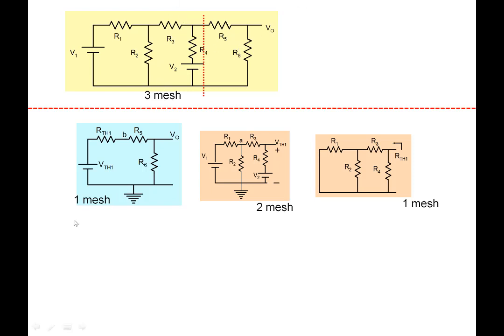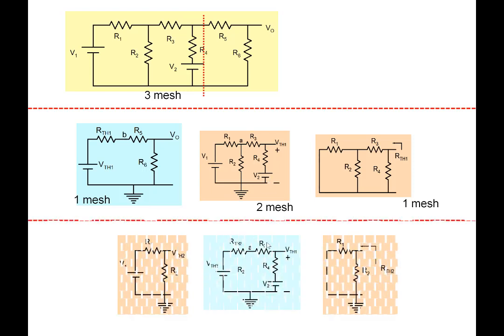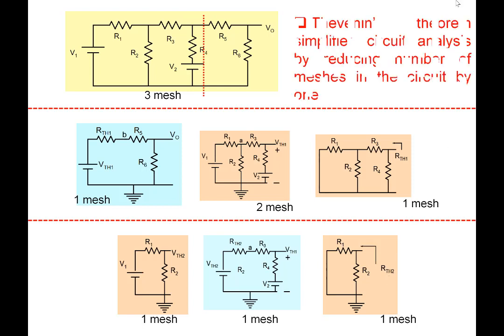A 3-mesh problem has been broken into a 1 mesh, a 2 mesh, and a 1 mesh. So instead of solving one problem of complexity 3 mesh, you're solving 3 problems of lower complexity: 1 mesh, 2 mesh, and 1 mesh. So you have decomposed it. If you want, you can decompose it further. So eventually, a 3-mesh problem is reduced to solving only single mesh problems. So one can look upon Thevenin's theorem as simplifying circuit analysis by reducing the number of meshes in the circuit by 1.